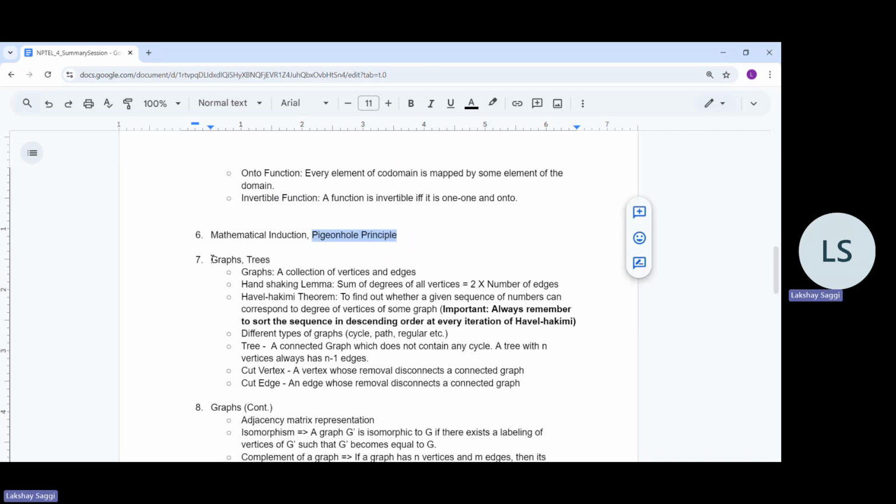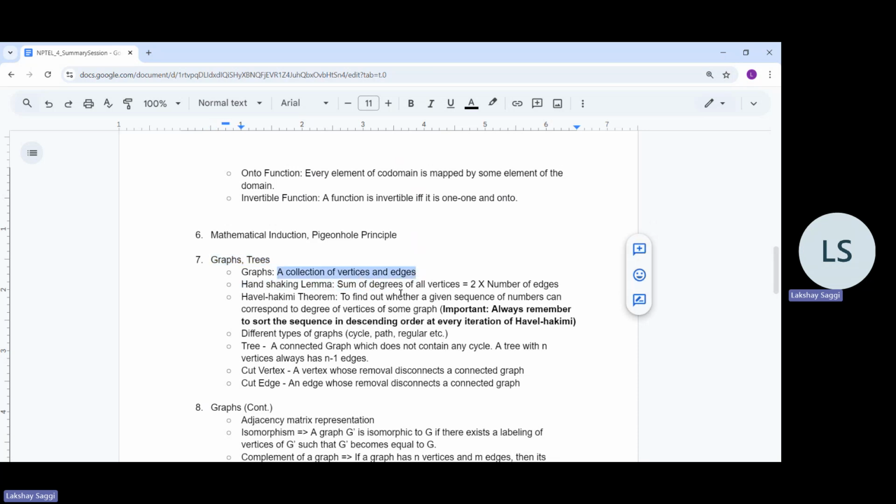Okay, then after that, in the seventh week, we discussed more or less the concepts of graphs as well as trees: an introduction to what graphs and trees are, and some theorems regarding them. So what are graphs? Graphs are just a collection of vertices and edges over the vertex set.